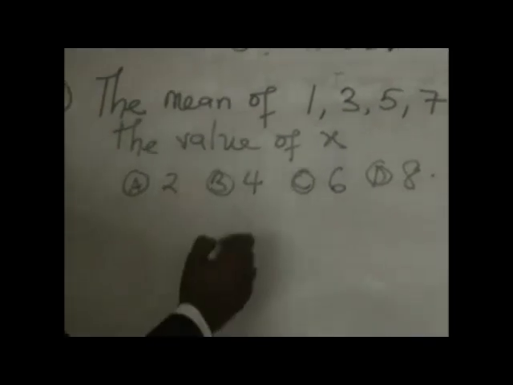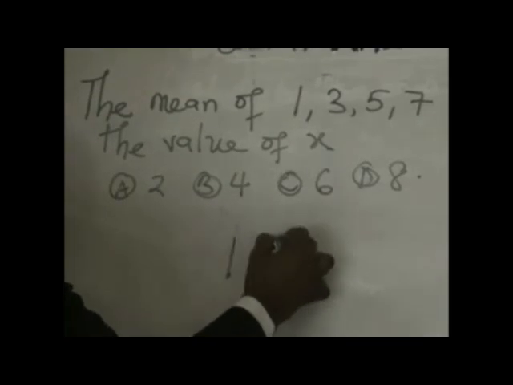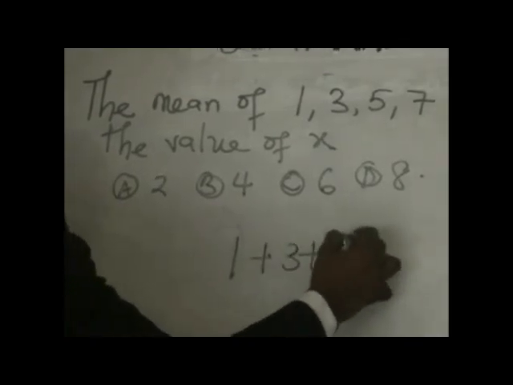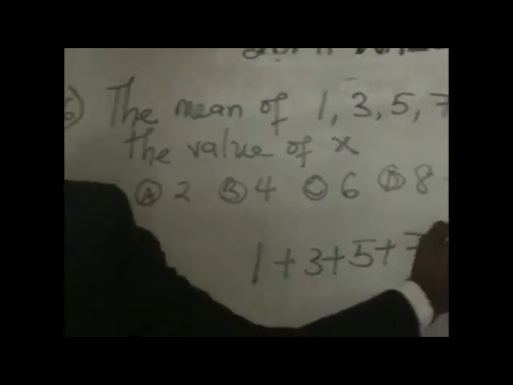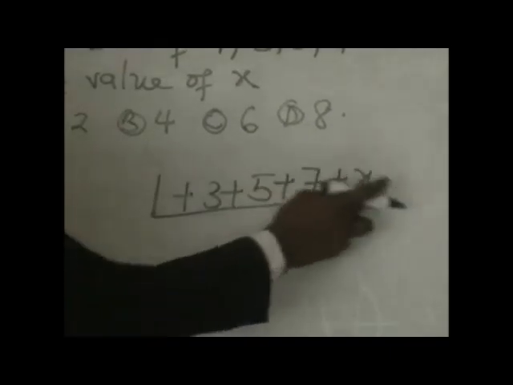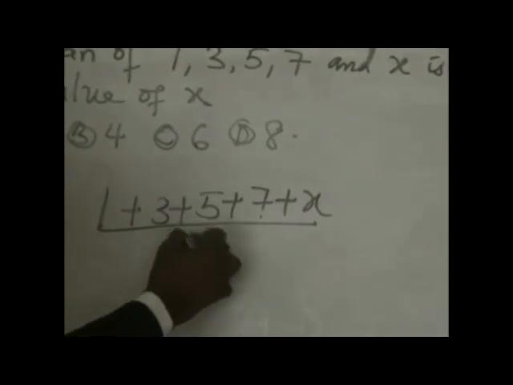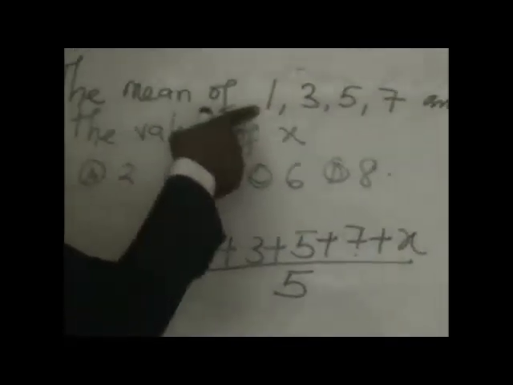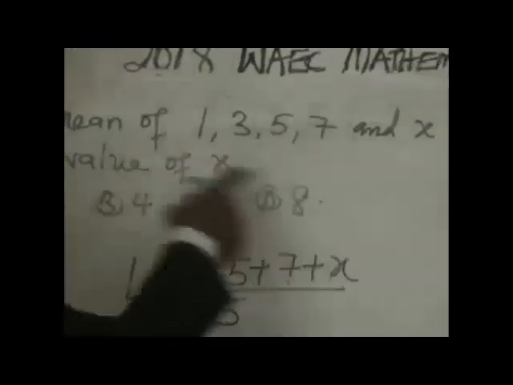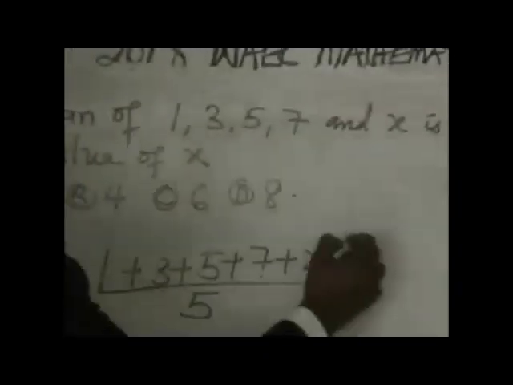This is mean. You can also call it an average. So what you just simply do is to take the mean, which is 1 plus 3, to add up, plus 5 plus 7 plus x, all over the frequency, the total number: 1, 2, 3, 4, 5. So over 5. You know I got this by the total frequency, which is the total numbers in the distribution, which is 1, 2, 3, 4, 5. And they said the mean has been calculated as 4.